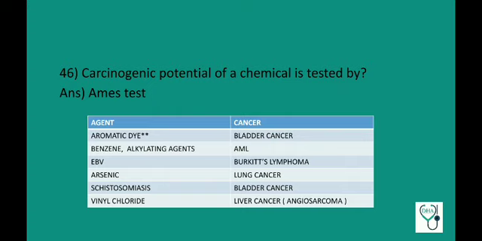This is a table for chemical agents and the cancers caused by them. Aromatic dye causes bladder cancer. And this is the frequently asked question in all entrance exams. Benzene and alkylating agents cause acute myeloid leukemia. Epstein-Barr virus causes Burkitt's lymphoma. Arsenic causes lung cancer. Schistosomiasis causes bladder cancer. And vinyl chloride causes liver cancer, and more specifically angiosarcoma of liver.